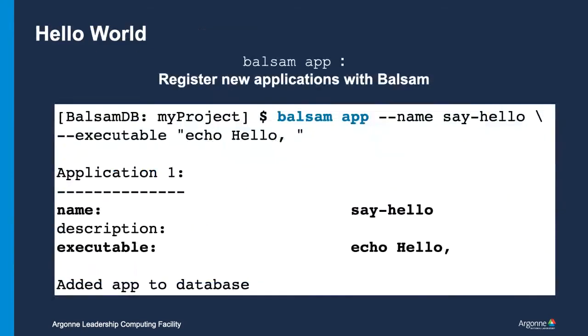Now, the first thing to do with our database is actually define the application we want to run. With the balsam app command, we are able to register an executable and give it a unique identifier. So here we're creating an application called say_hello with the executable of echo hello. This is just the normal bash built-in command. And we see here that the first application has been added to the database in this fashion.